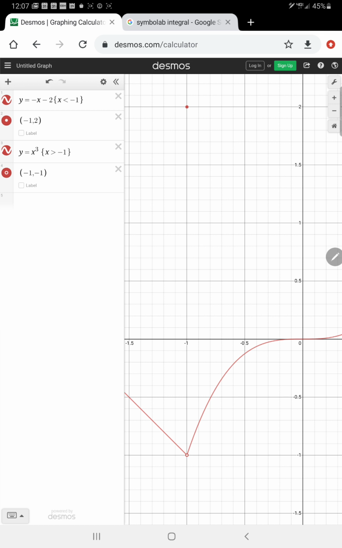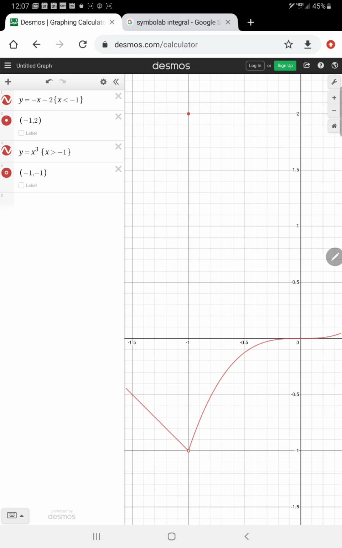And then once we go to any value that is greater than -1, we jump to the cubic function, and we start at -1 and continue with the cubic function. And actually at -1, right at the value -1, we have a hole, and it jumps right over here. So let's look now at the limit.